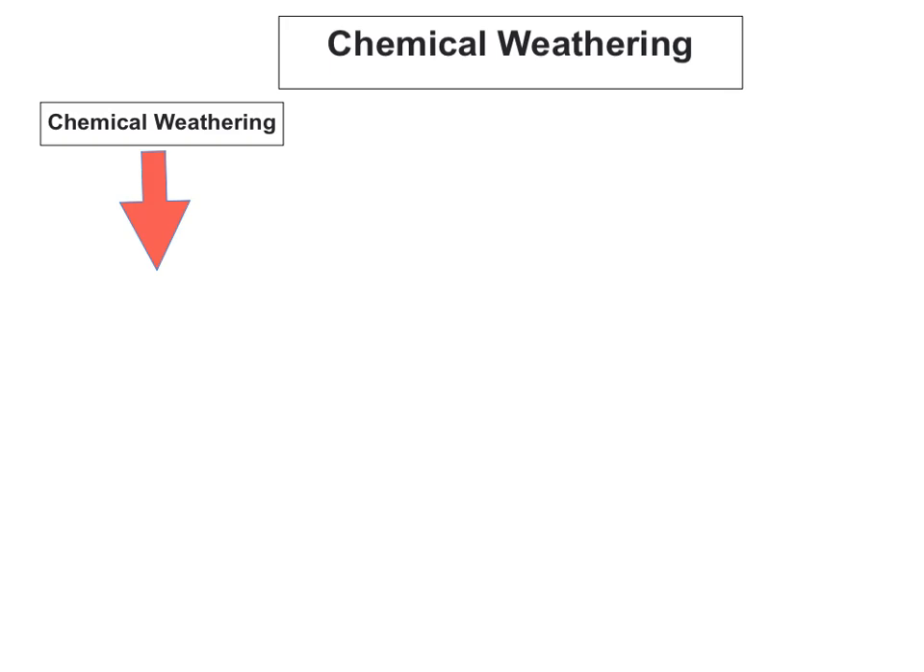So, what is chemical weathering? Chemical weathering is the breaking down of rocks due to chemical changes within the rock. And what you really need to know is this process, the process of carbonation.